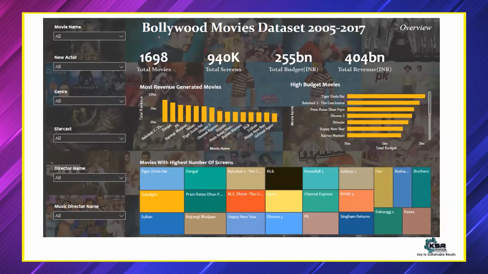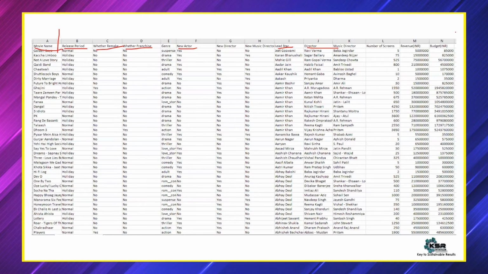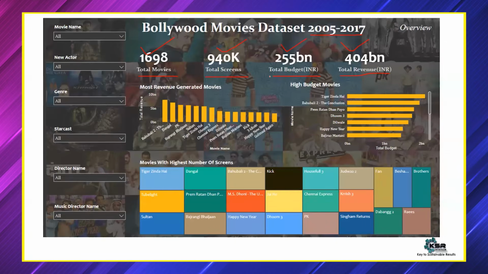This information is about a Bollywood movies data set from 2005 to 2017. How many movies were released, the number of screens, what the budget was, what the revenue generated was. These are all key performance indicators. Going back, we can get this information here also, and everything is sorted here, but still it is not readable. It is difficult to understand. Now, if you change it to a specific report or dashboard format, it plays an important role.